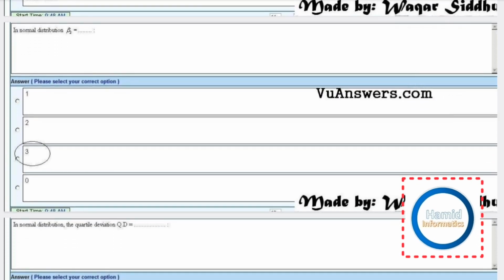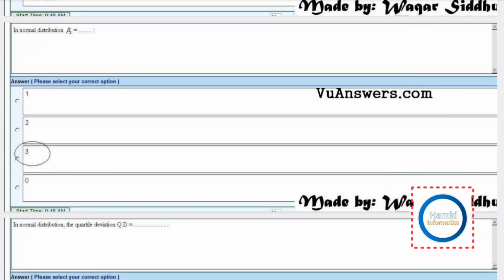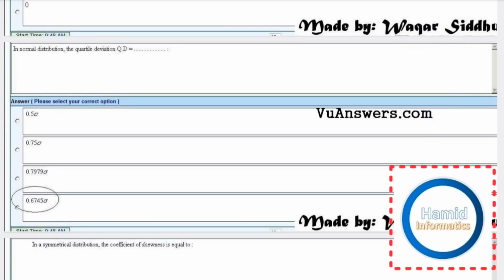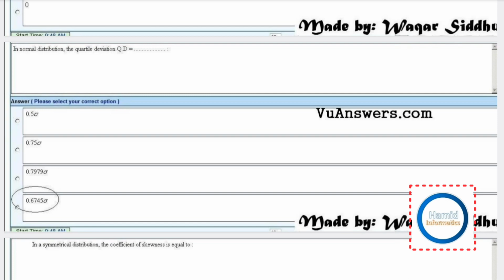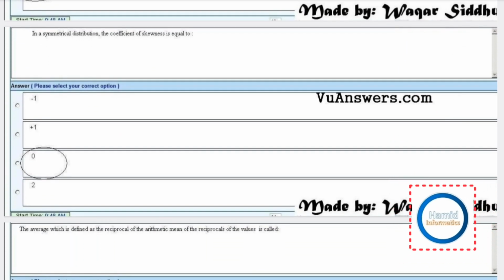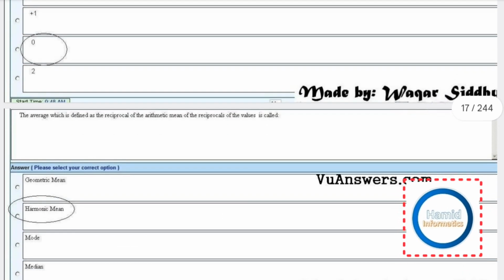In a normal distribution, beta 2 is equal to 3. In a normal distribution, the quartile deviation QD is equal to 0.6745 sigma, I think, or any symbol. In a symmetrical distribution, the coefficient of skewness is equal to 0.